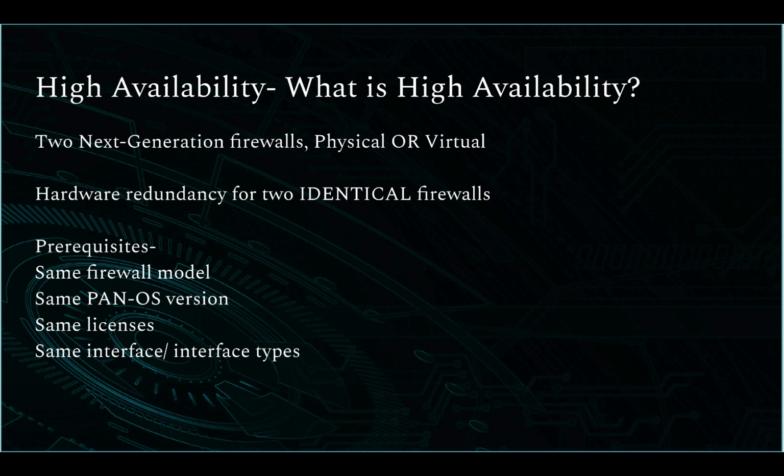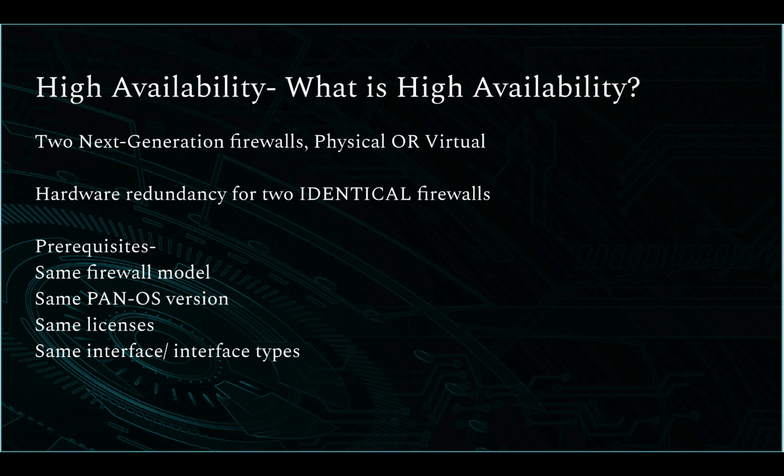And within those firewalls, we have a few prerequisites in order to do high availability. Prerequisite number one is that they be the same firewall model, whether that be the 200 series, the 220s, the 800 series, the 5200 series, or the 7000s. Really what we want is the same firewall model. So if we're using an 820 for our primary, we're going to use an 820 for our secondary or our passive firewall as well. And the primary reason for that is this last prerequisite, that interfaces and interface types have to match between both our active and our passive, or active and active, firewalls within high availability.